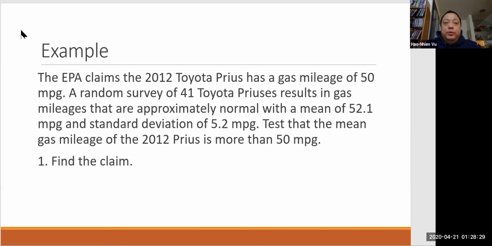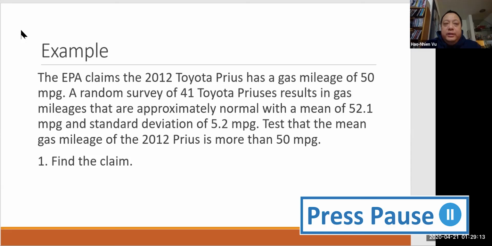Now let's go through a full example. The EPA claims that the 2012 Toyota Prius has gas mileage of 50 mpg, miles per gallon. A random survey of 41 Toyota Priuses results in gas mileages that are approximately normal, with a mean of 52.1 mpg and standard deviation of 5.2 mpg. Test that the mean gas mileage of the 2012 Prius is more than 50 mpg. So first, press pause and find the claim.